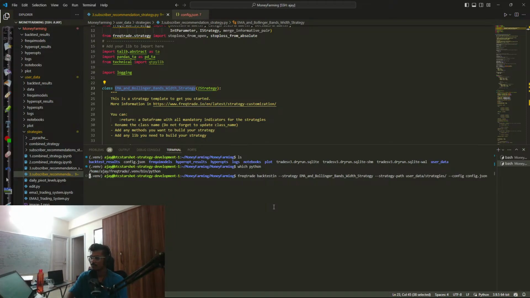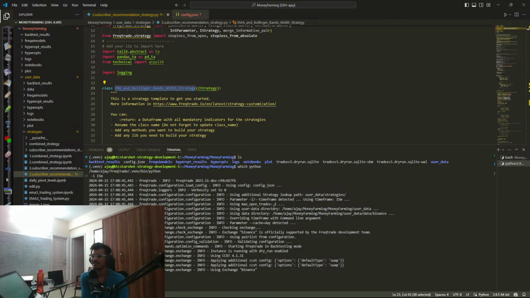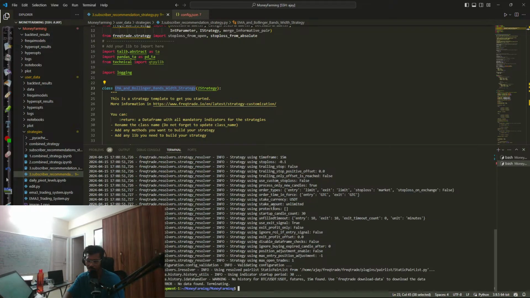So config.json, 15 minutes. Man, this error thing is not making sense to me. Good. 15 seconds, if you're doing it on 15 seconds in the Indian market, man, that's really, really good. Yeah, I haven't downloaded the data.